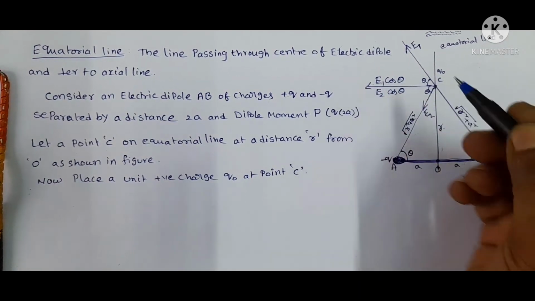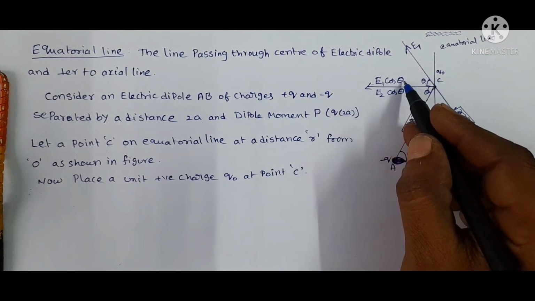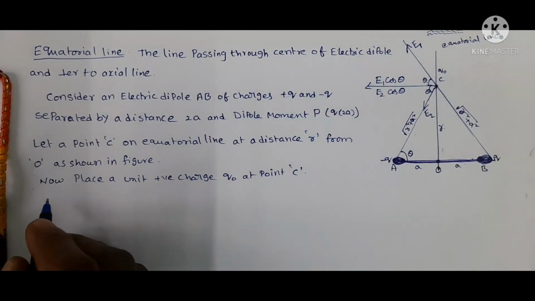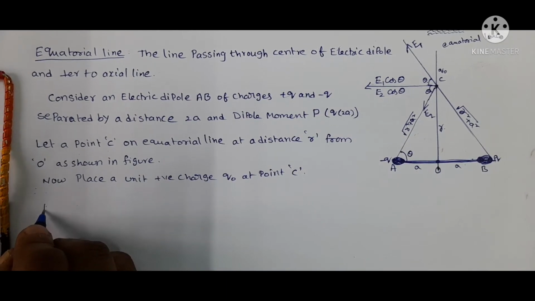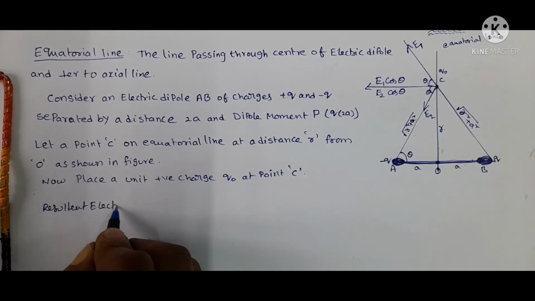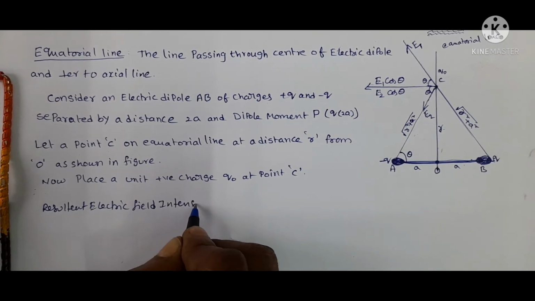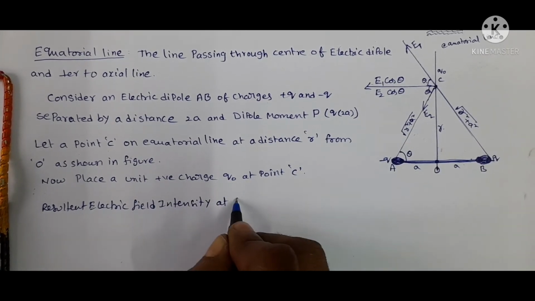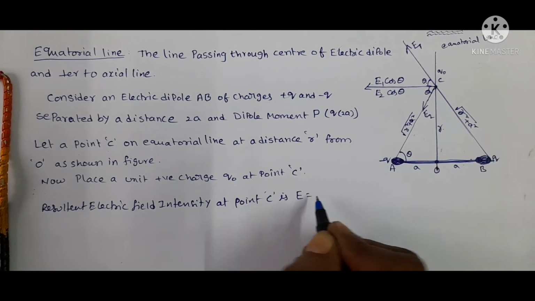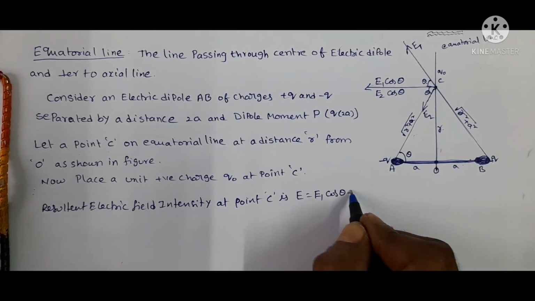That means the resultant of these electric fields E1 and E2 will be in this direction. That we can say E1 cos theta plus E2 cos theta. So we can say that the resultant electric field intensity at point C is E is equal to E1 cos theta plus E2 cos theta.